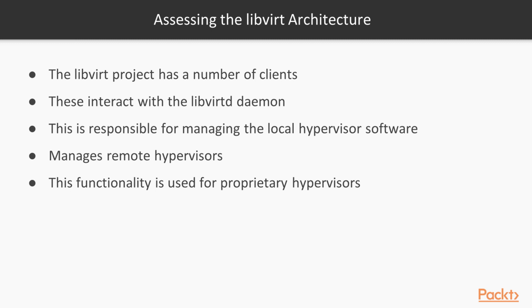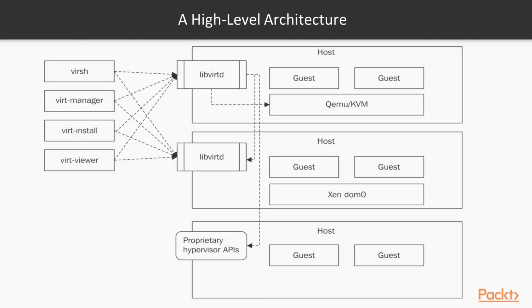Now let's have a look at the Libvirt architecture. So, the Libvirt project has a number of clients that interact with the libvirtd daemon. This daemon is responsible for managing the local hypervisor software, and is even able to manage remote hypervisors. The latter functionality is often used for proprietary hypervisors that offer the necessary APIs to manage the virtual resources on the host. This high-level architecture is displayed in the diagram on your screen.